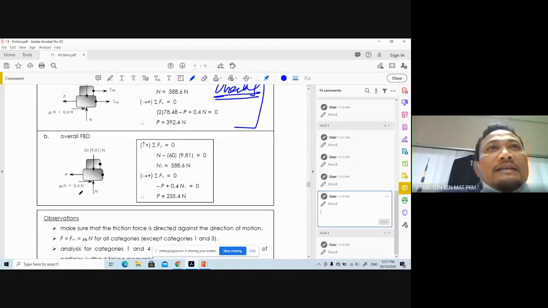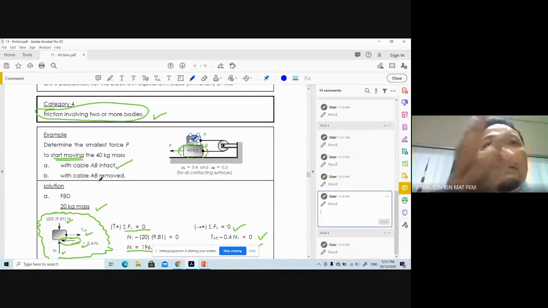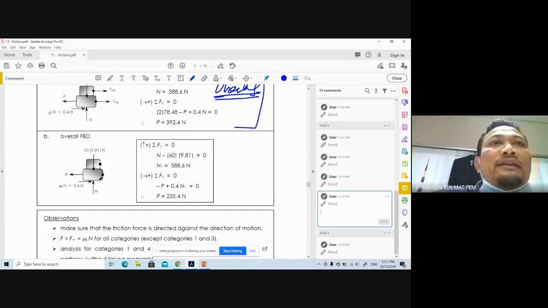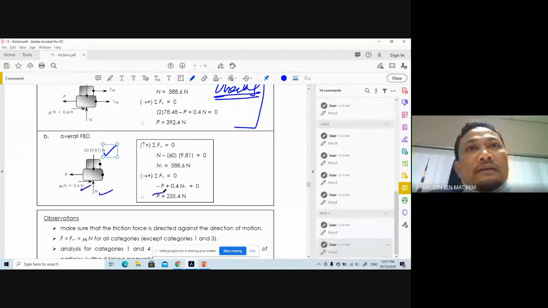So in the second situation, if the cable is removed, there is no tension, so you don't have to consider tension. It's so simple. No friction here. You have a 60 kilogram down force, force P going on the left, and the normal force and mu s there. So force P is equal to 235.6 Newton. That's it.